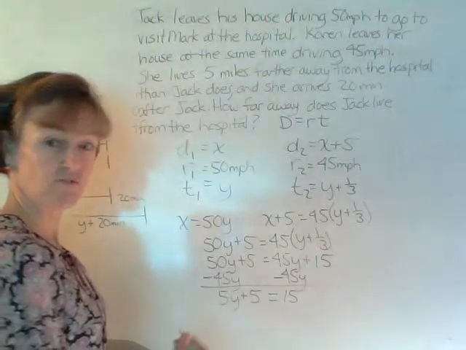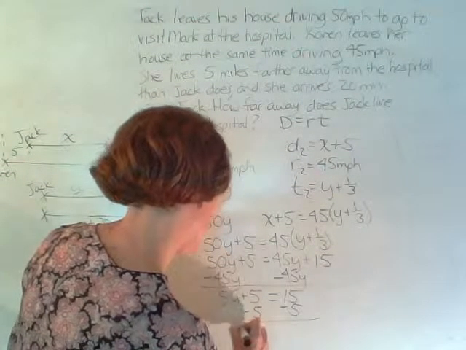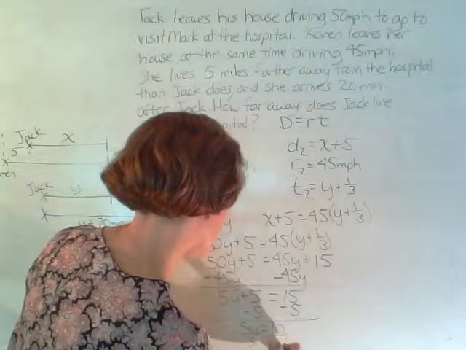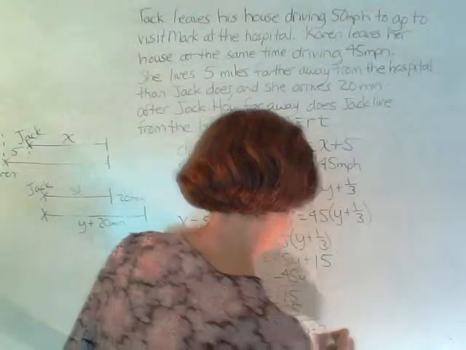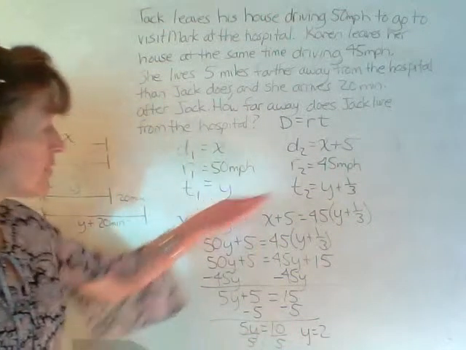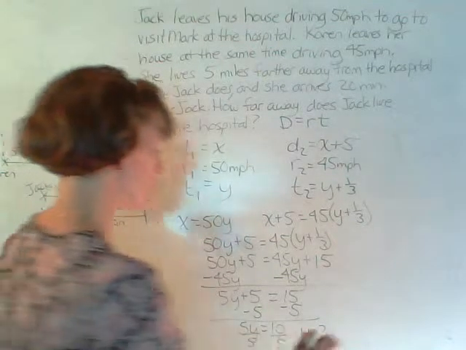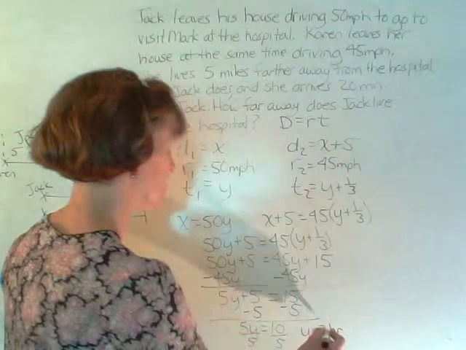Now I'm going to subtract 5 from both sides. And I get 5y equals 10. Divide both sides by 5. And I get that y equals 2. Now y is a time. In fact, it's the time it takes Jack to make this trip. And since my time is in hours, then y is 2 hours.